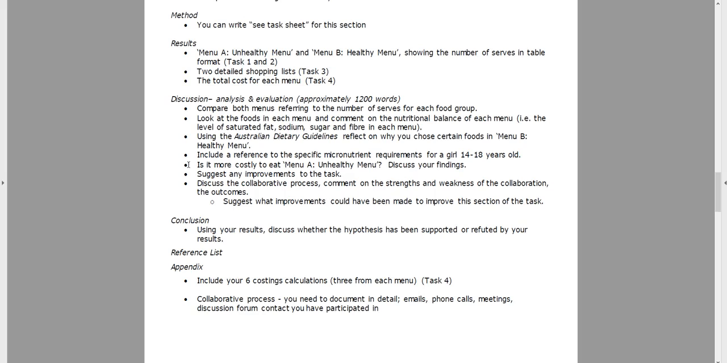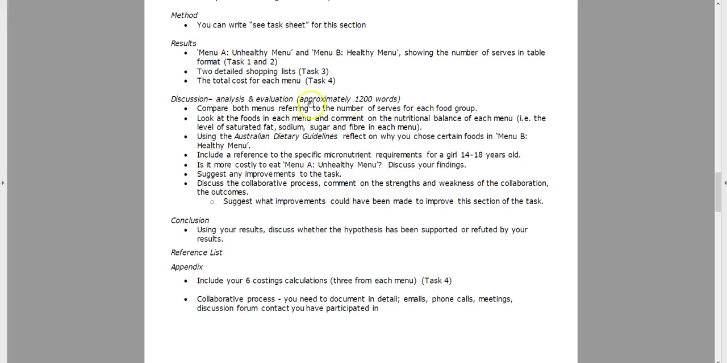You just need to comment on whether it is costly to eat menu A, the healthy menu, or menu B, the unhealthy menu, and discuss your findings. So, is it more costly to eat menu A, or is it more costly to eat menu B? So you need to discuss that.